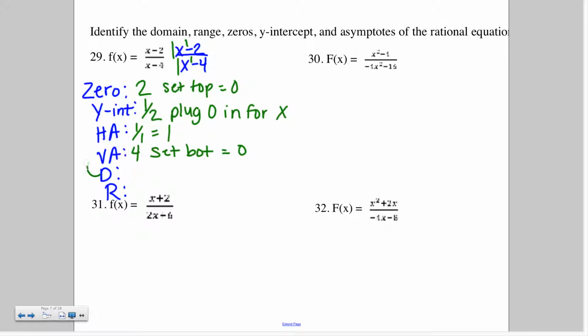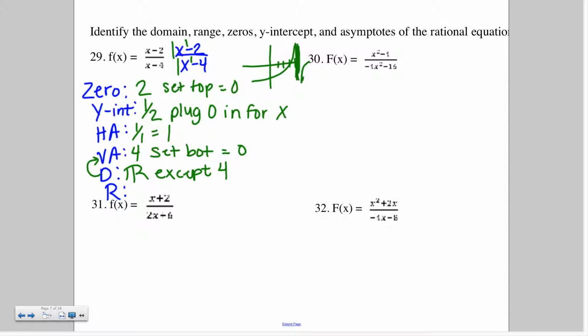All right, for when you're looking at the domain, the easiest way to do this is to look at your vertical asymptote. Now, I have a vertical asymptote at 4. Now, if you remember on a graph, that means at 4, I have 1, 2, 3, 4. At 4, I have a line that my graph never touches. So my graph may do something like this, and it goes on, but it never touches at 4 right there.